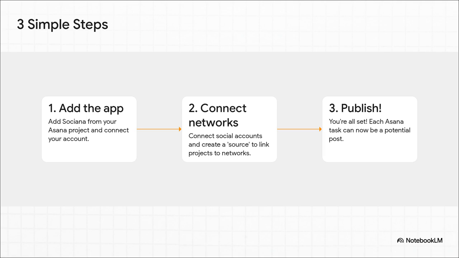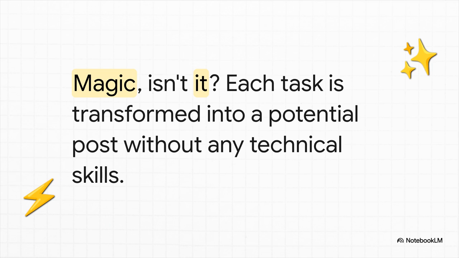Seriously, it's this easy. Step 1, you add the Sociana app right inside the Asana project you're working in. Step 2, you connect your social media accounts. You just create what they call a source to link that specific project to your LinkedIn or Instagram. And step 3, well, that's it. You're done. You're ready to publish. Every task in that project can now be a post. They actually say this themselves, and I kind of have to agree. When you see that messy, complicated workflow just simplify all of a sudden, yeah, it really does feel like magic.